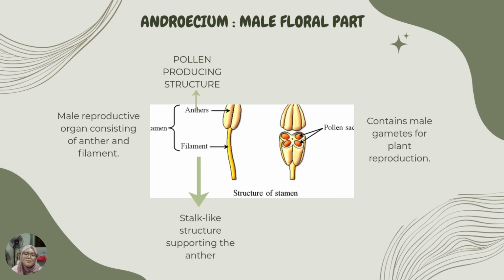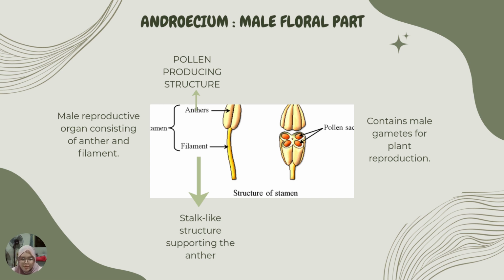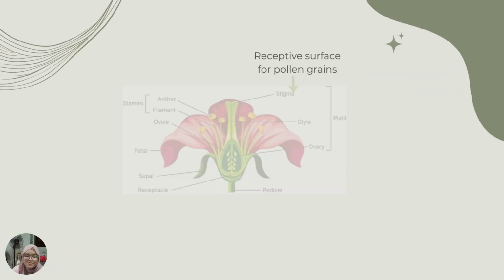Androecium, which is the male floral part. Stamen: male reproductive organ consisting of anther and filament. Anther: pollen-producing structure. Filament: stalk-like structure supporting the anther. And the last one is pollen sacs, which contain male gametes for plant reproduction.